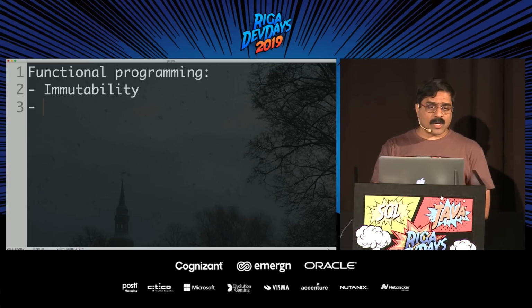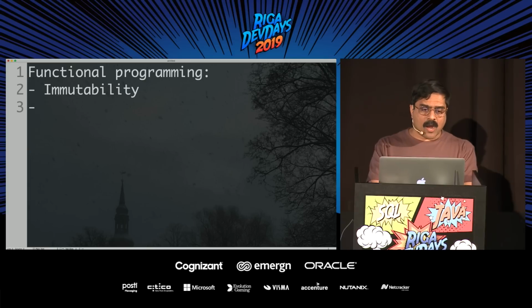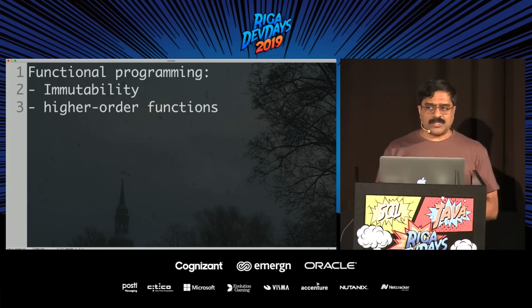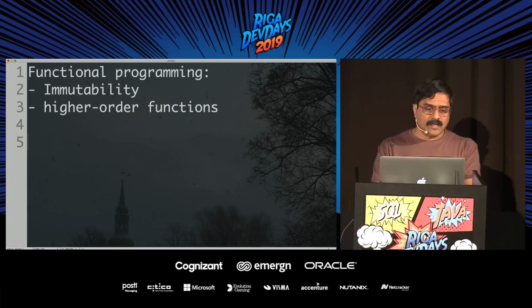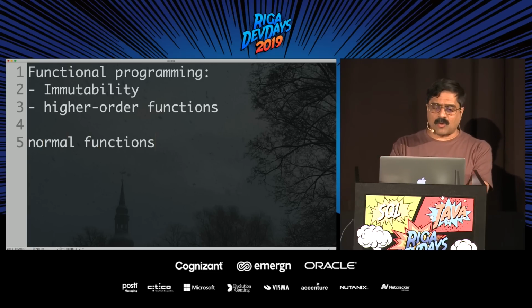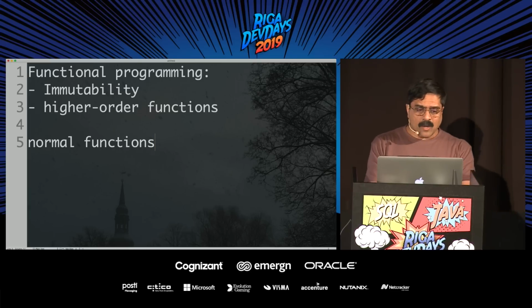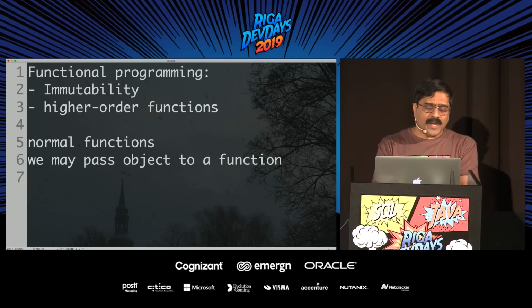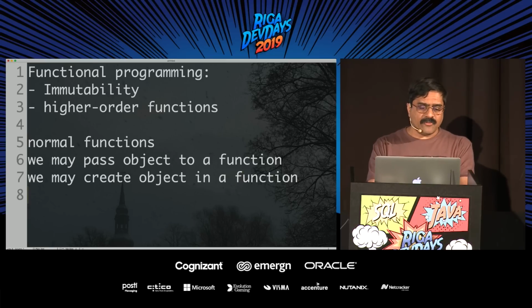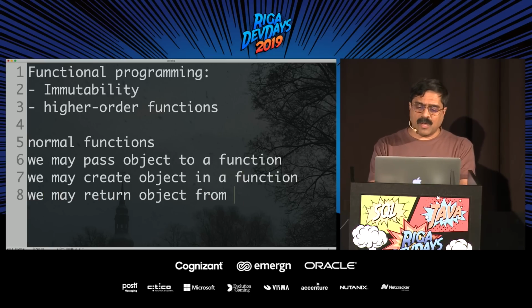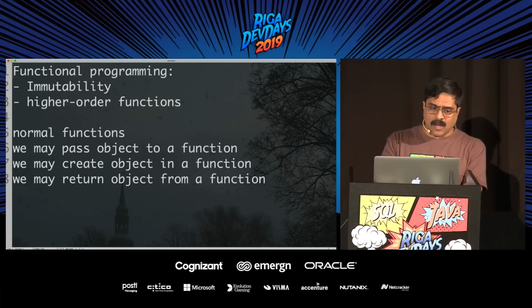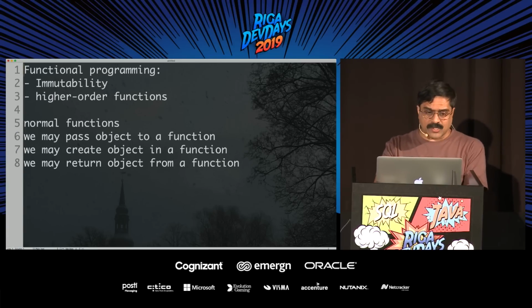The second thing that we learn about in functional programming is the so-called higher order functions. So what are higher order functions? I'm going to call it a normal function, or regular function, or just a function. And what can you typically do? We may pass an object to a function, and we do this quite often. We may create an object in a function, and then finally we may return an object from a function. So this is what a normal function is that we normally use to write our code, and we are used to building applications with these things quite a bit.